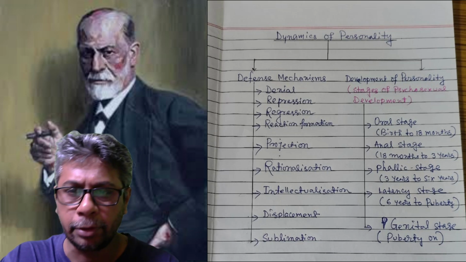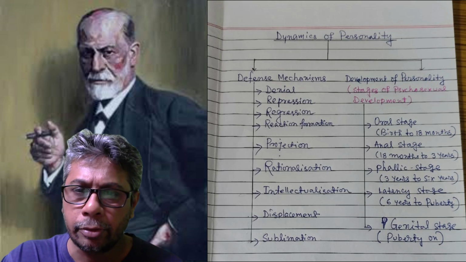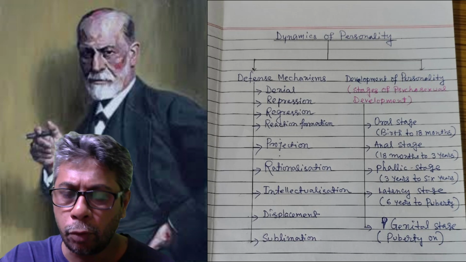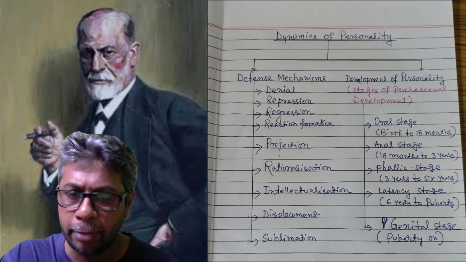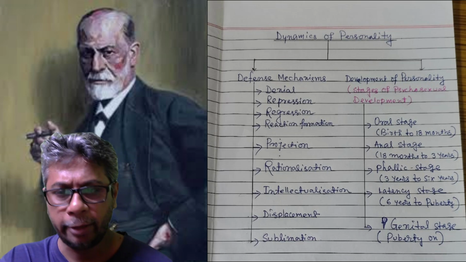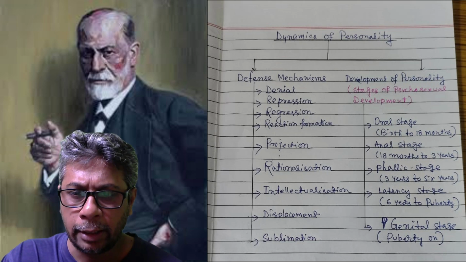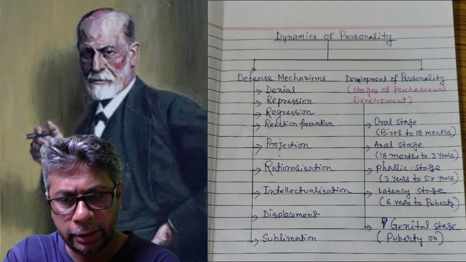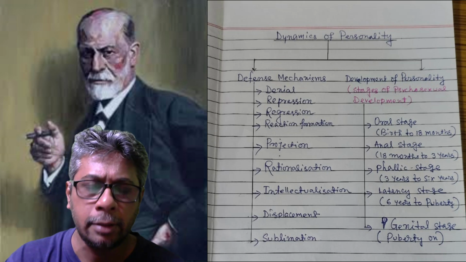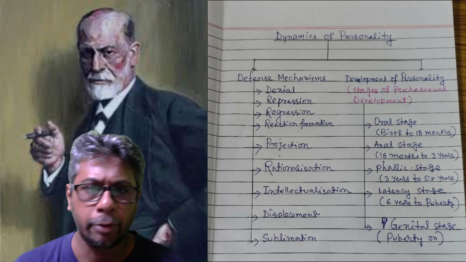And the development of personality, the stages of which are based on psychosexual development. It has five parts. Number one, oral stage, from birth to 18 months. Second, anal stage, 18 months to 3 years. Third, phallic stage, 3 years to 6 years. Fourth, latency stage, 6 years to puberty. And finally, genital stage, puberty onward. So this is the diagrammatic model of Sigmund Freud's psychoanalytic theory.